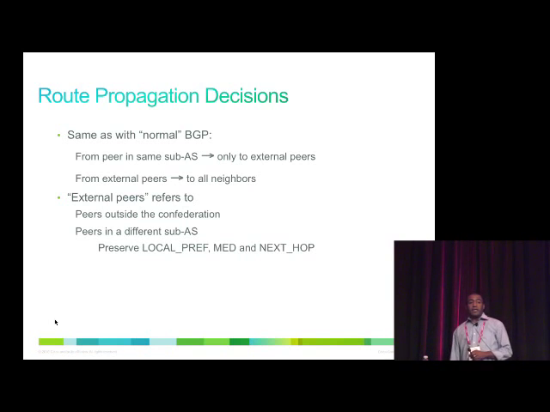Key for confederation is, the external peers still refer to this router with its own AS number, but the internal peering is done with the confederation AS number. So for peers in a different AS, local preference and everything else remains the same. External peers refer normally to external ASs.